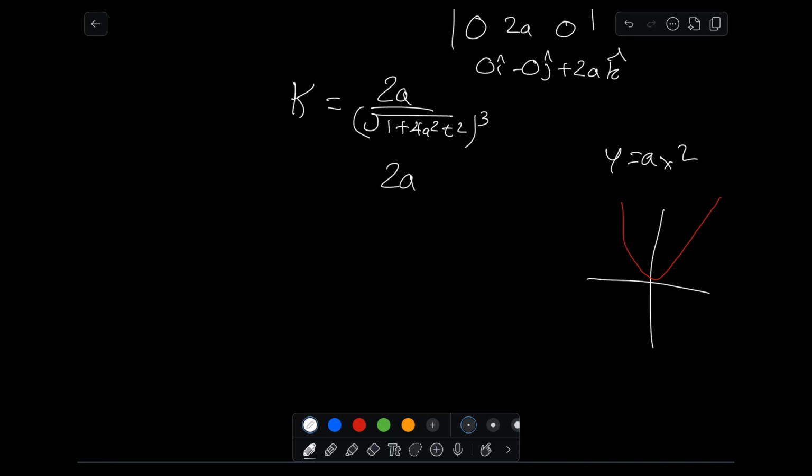So we're going to get 2A over 1 plus, actually no, it would tend to 0, because it would just become a straight line. Yeah, the curvature would actually tend to 0 because as this gets larger and larger, this is going to approach infinity. It's just going to be 2A over infinity, therefore it's going to be 0 for the curvature.